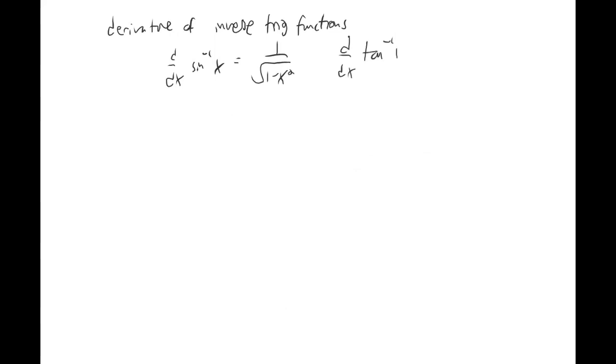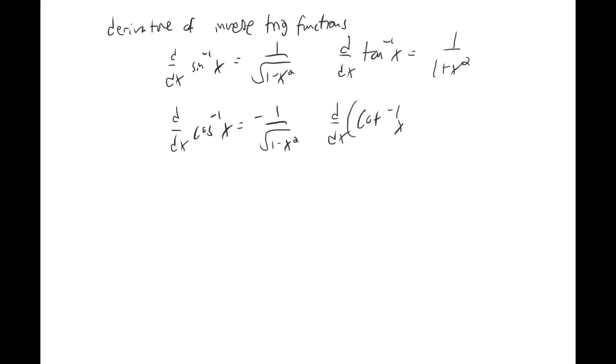Derivative of inverse trig functions. So this is the last part of your homework. So d/dx of sine inverse, these are rules you just memorize, is 1 over root 1 minus x squared. d/dx of tan inverse is 1 over 1 plus x squared. Cosine inverse of x is sort of the negative. And then cotangent inverse of x is the negative.